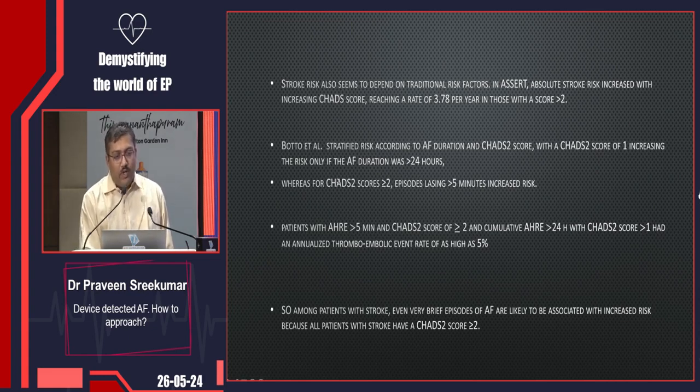Another factor was the traditional risk factors, where a CHA2DS2-VASc score of more than 2 definitely increases the risk of stroke, even if the AF or AHRE lasts less than 5 to 6 minutes. But with a CHA2DS2-VASc score of 1, the added risk was greater if the AF lasted more than 24 hours, and that also increased the risk of stroke to about 5%.